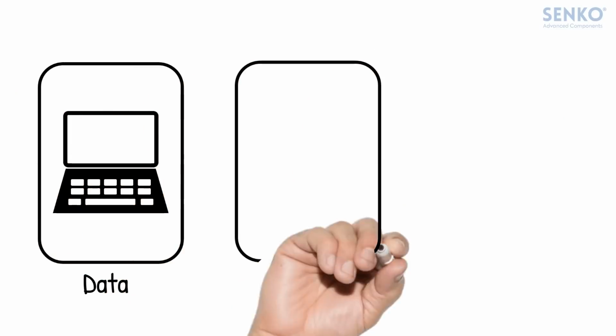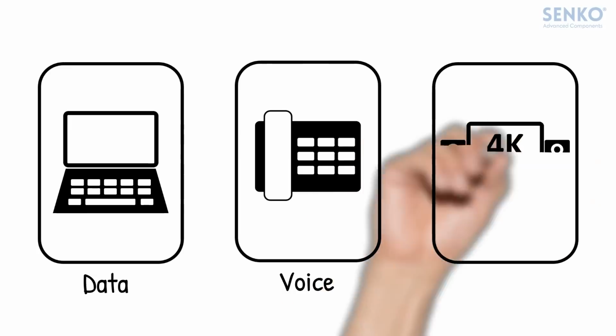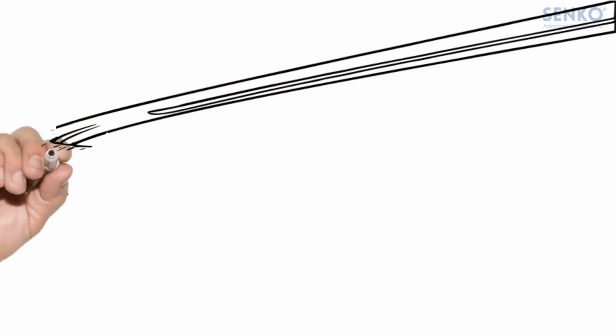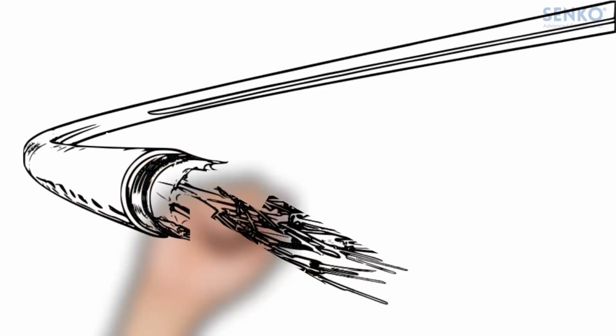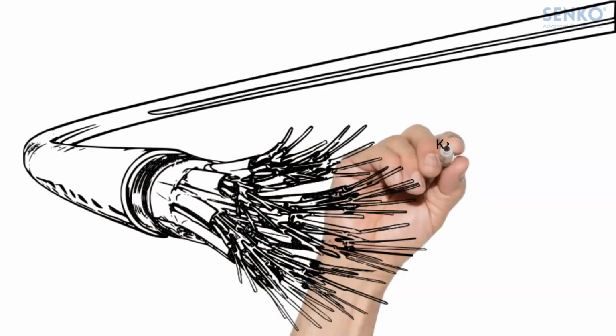Every day, roughly 2.5 quintillion bytes of data, voice, and video are transmitted all over the world, enabling our modern life. In order to transport all of this information, billions of kilometers of fiber are deployed around the world like the artery of global telecommunication networks.